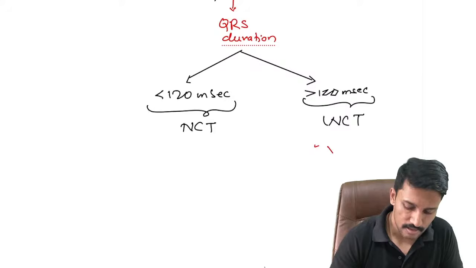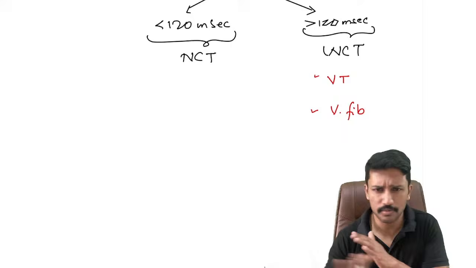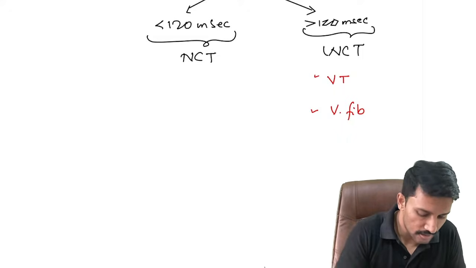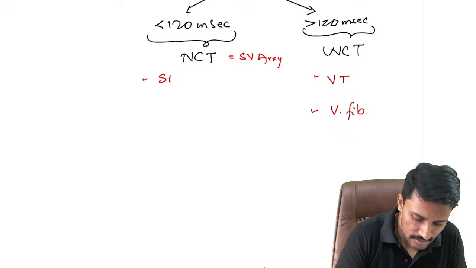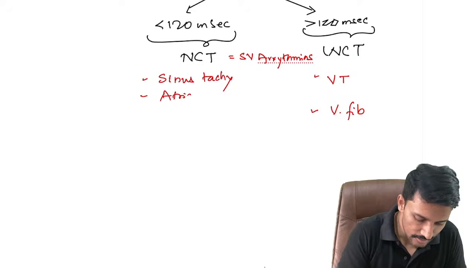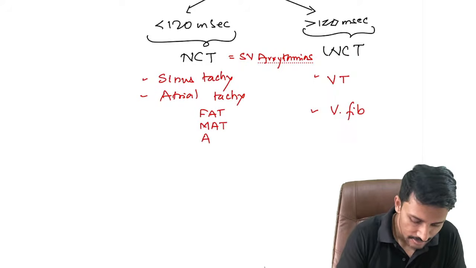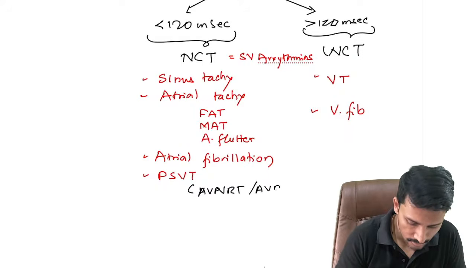Now, what all comes under wide complex tachyarrhythmias? For undergraduate students, there are only two differentials. One is VT and the second one is ventricular fibrillation. There are rare circumstances, not important for us. If we are dealing with narrow complex tachyarrhythmias, these are mainly supraventricular arrhythmias. That includes sinus tachycardia, and atrial tachycardia. Within atrial tachycardia, we have focal atrial tachycardia, multifocal atrial tachycardia, and atrial flutter. Then we have atrial fibrillation, and then paroxysmal supraventricular tachycardia, which can be of two types, AVNRT and AVRT.